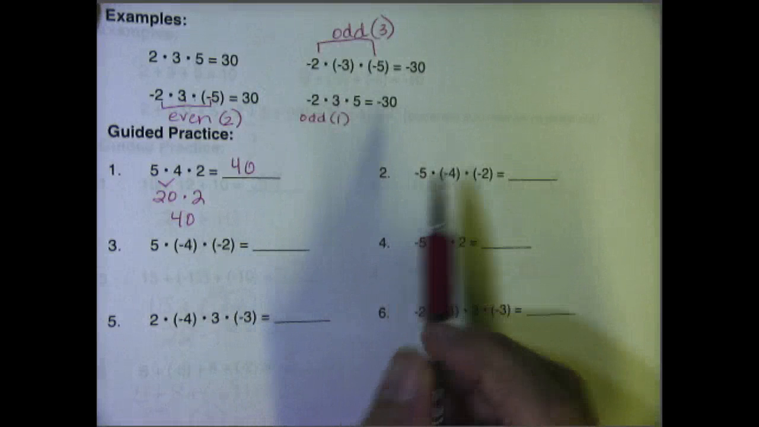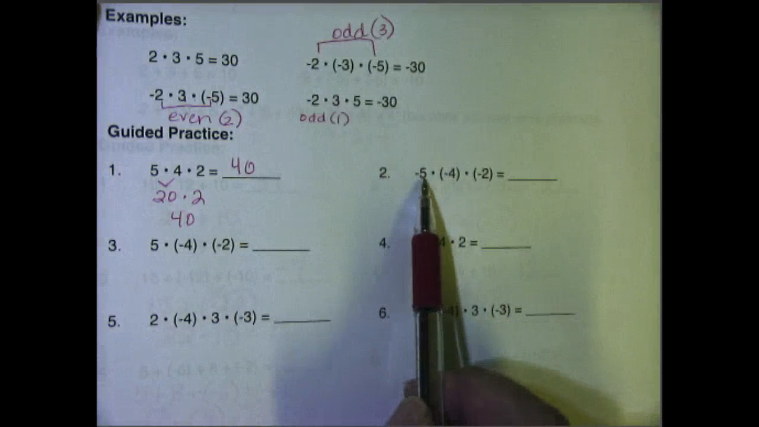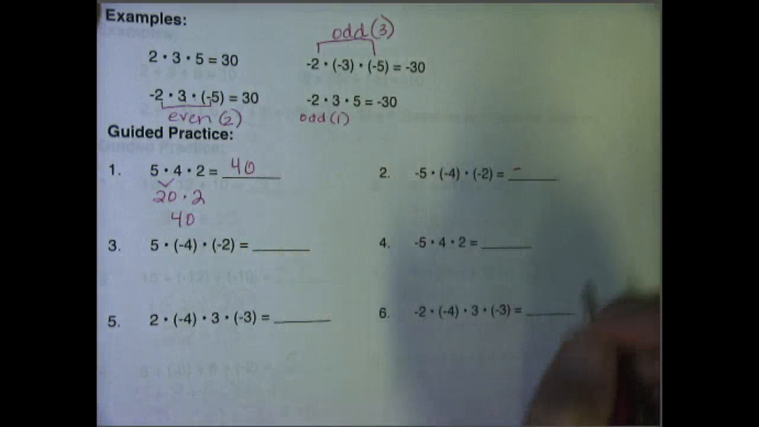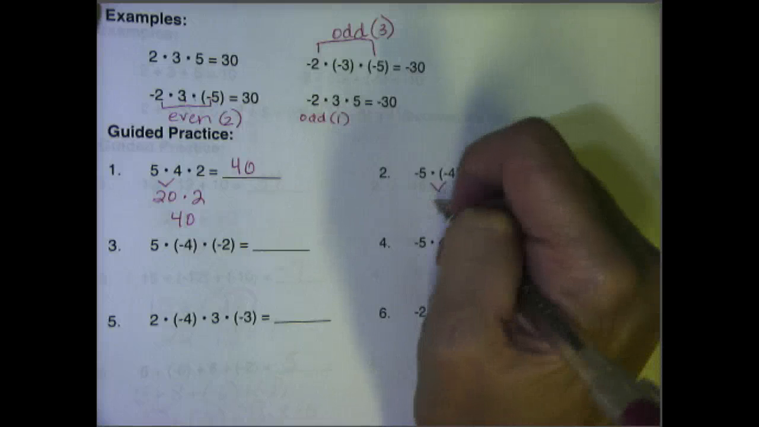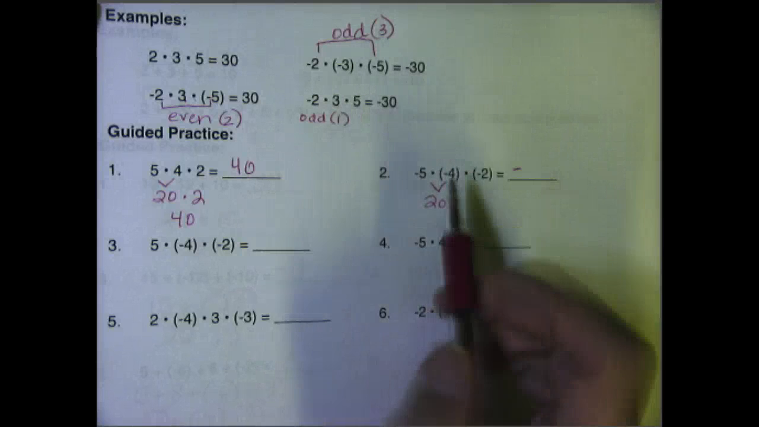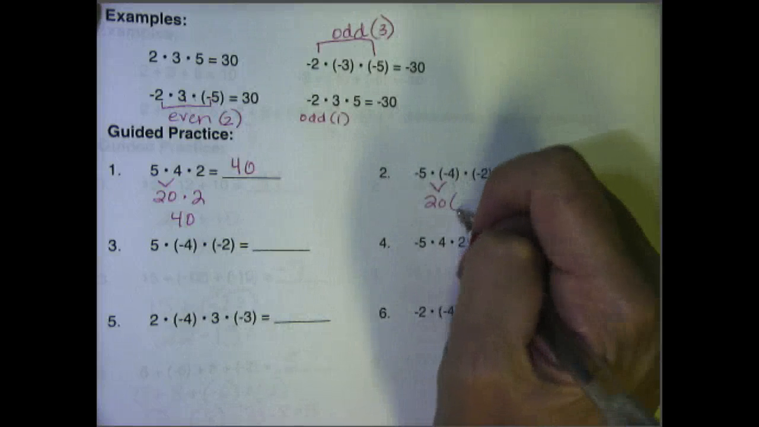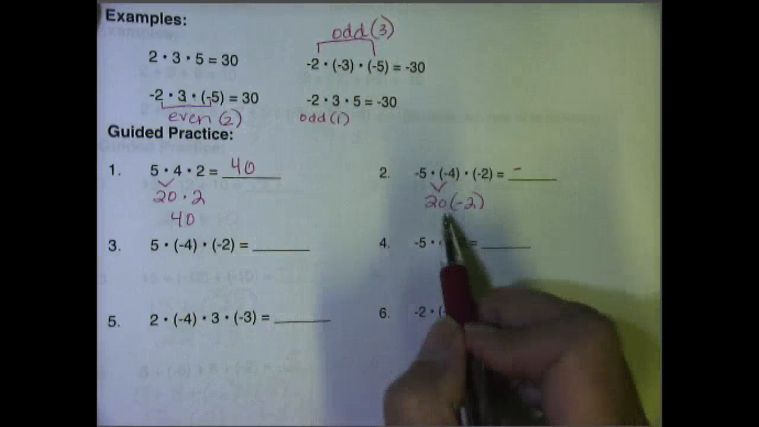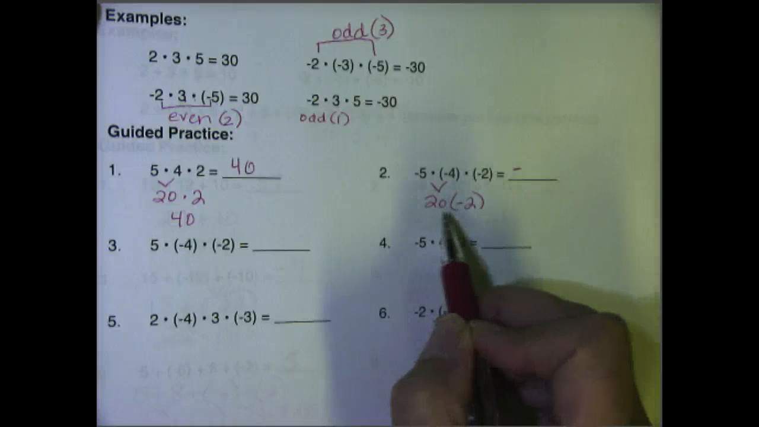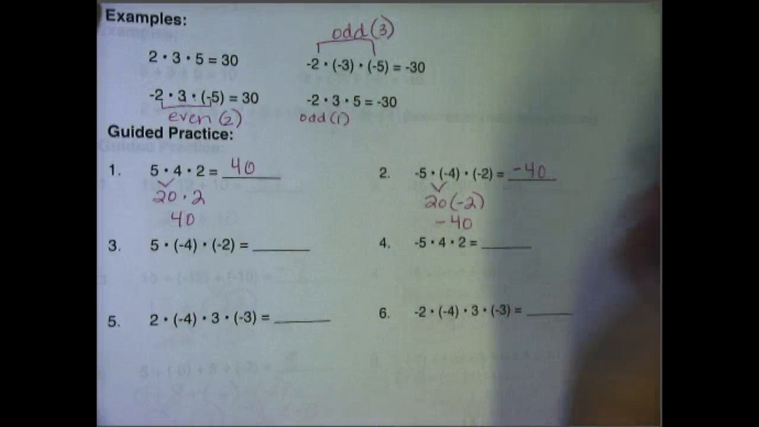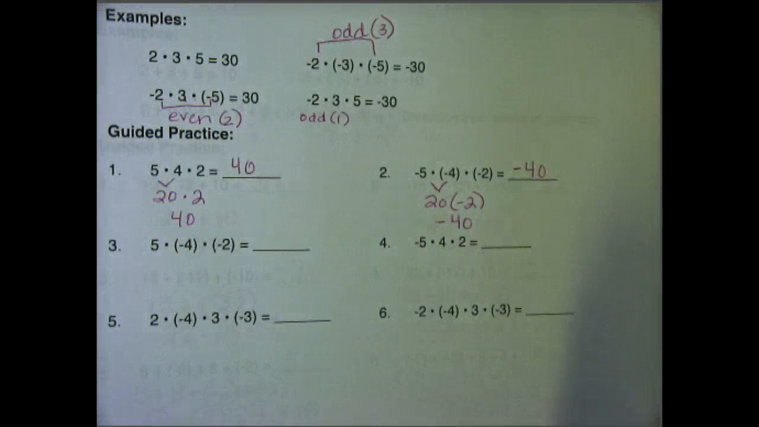Number 2. When I look at it, I know that I have an odd number of negatives, so my answer will be negative. Negative 5 times negative 4 is positive 20. When I multiply two negatives, I get a positive. Times negative 2. 20 times negative 2, I multiply a positive times a negative, I get negative 40. So my answer is negative 40.